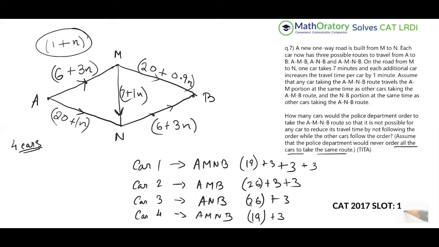But one second. Sorry. I missed one important point here. On AM, there are already two cars moving, right? So this will be an additional 3 and 3 for this particular car anyhow. So it will be something like this. Even this NB thing, if we check, that will increase this car's time by another 3.